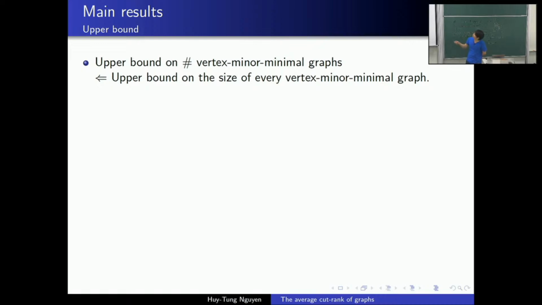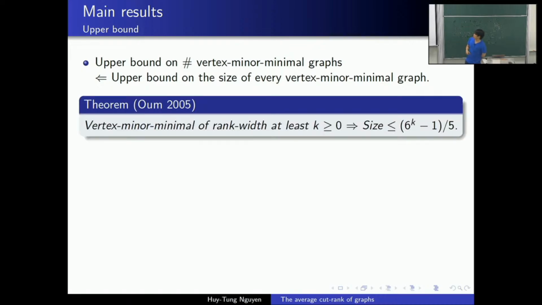And by this method, in 2005, it was proved that a vertex-minor-minimal graph of rank-width at least k must have size at most 6 to the k minus 1 over 5. And so we can deduce that the number of vertex-minor-minimal graphs of rank-width at least k is at most 2 to this number. Okay, maybe 2 to this number squared, because we count the edges.